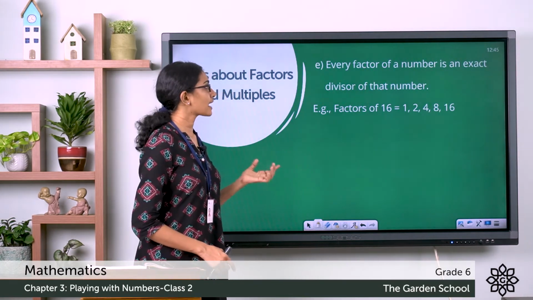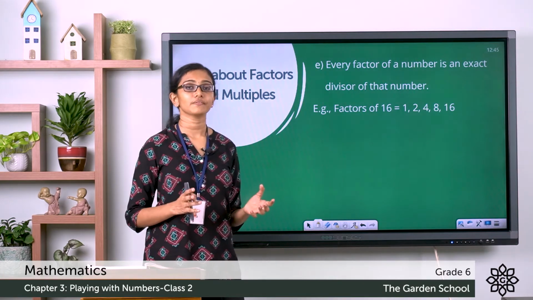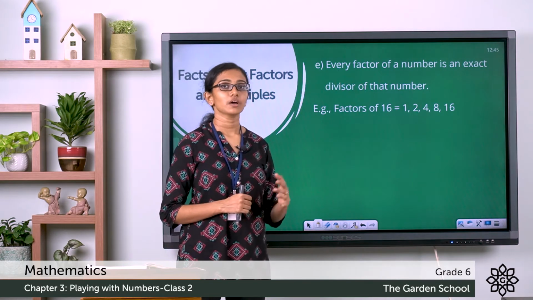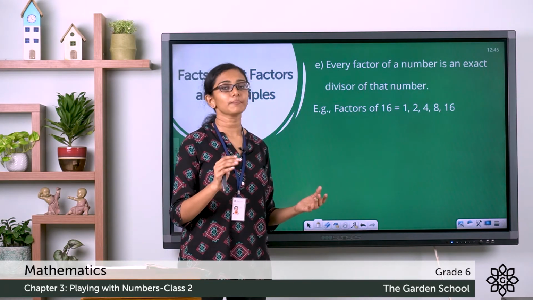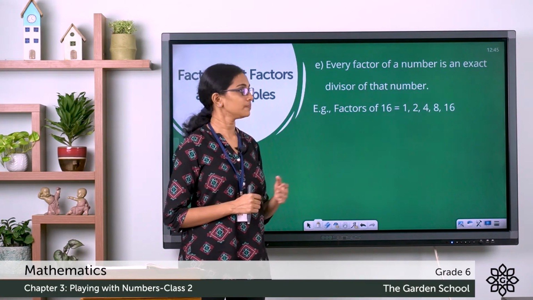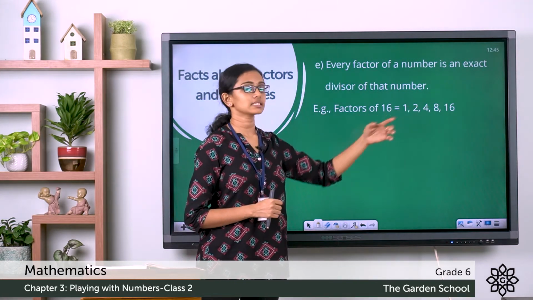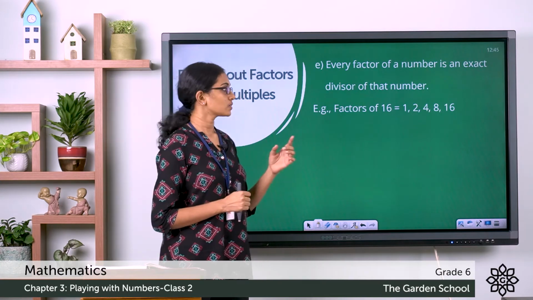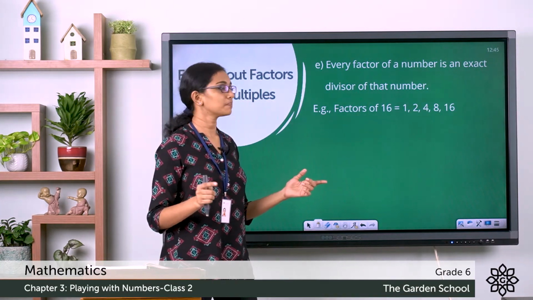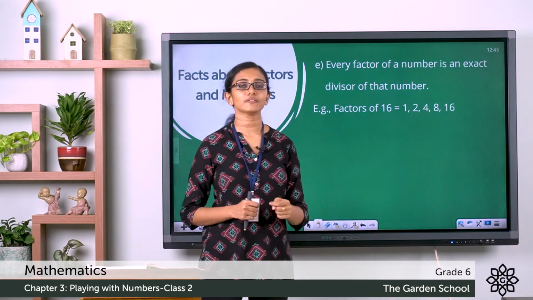Now, every factor of a number is an exact divisor of the number. We have seen all numbers will have a factor which is equal to the number itself. So, if you consider the factors of 16, for example, 1, 2, 4, 8 and 16 are its factors. You can see the number itself is one among the factors. You can completely divide 16 by its factors.